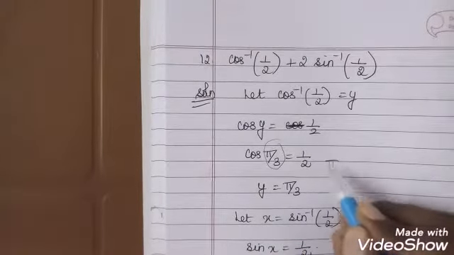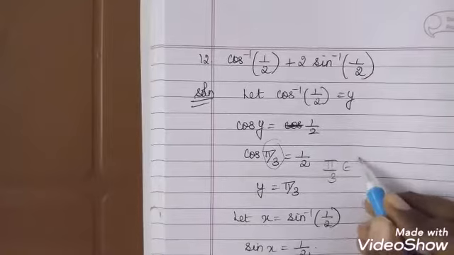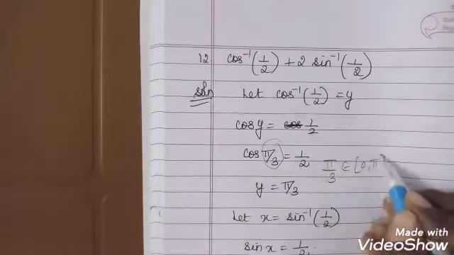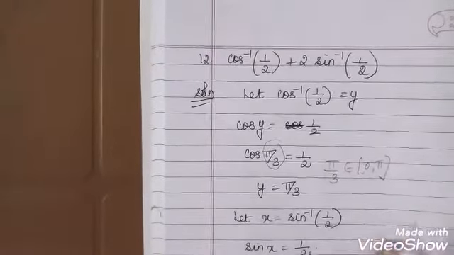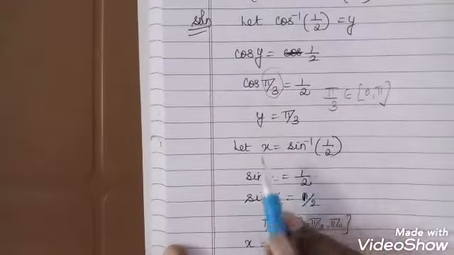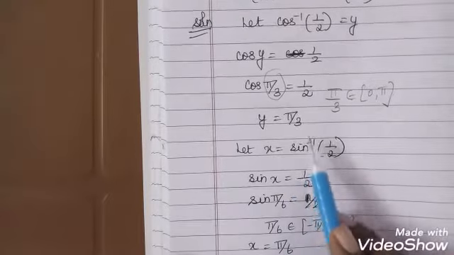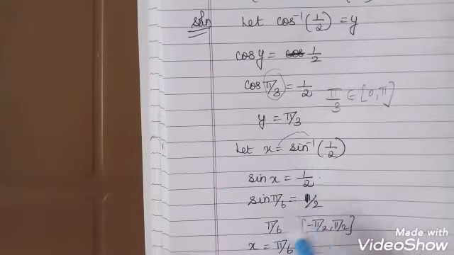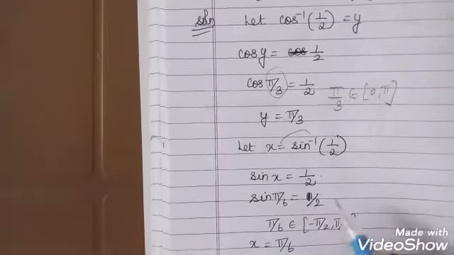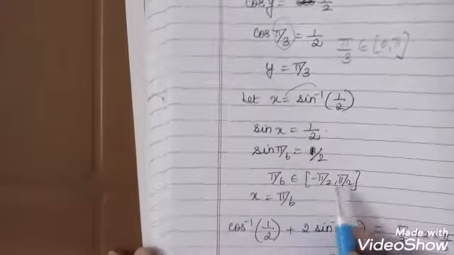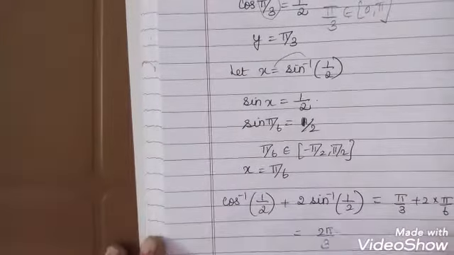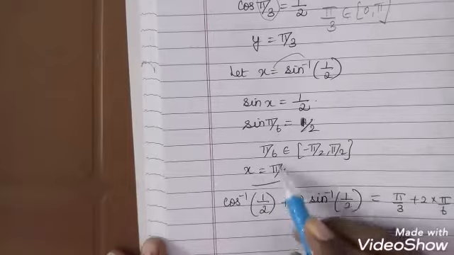Does your pi by 3 belong to the principal branch of cos inverse? It's 0 comma pi. It belongs there. So I can write y equal to pi by 3. Now the next one, take x equal to sine inverse of 1 by 2. So you will get sine x equal to 1 by 2. Sine pi by 6, or sine 30, is equal to 1 by 2. Does it belong to the principal branch? Yes, pi by 6 belongs to minus pi by 2 comma pi by 2. So x is equal to pi by 6.